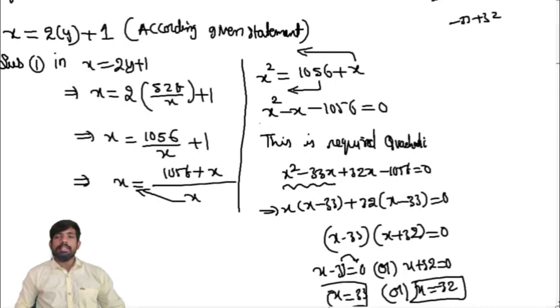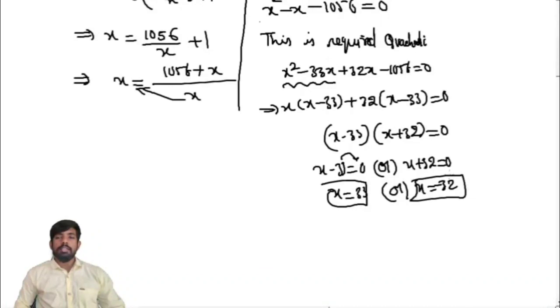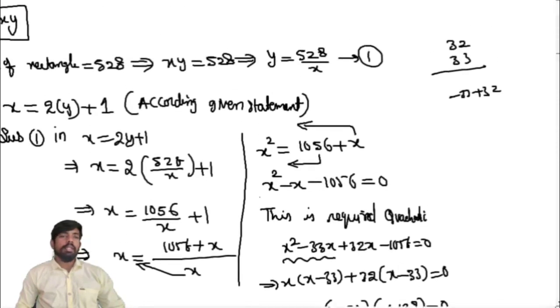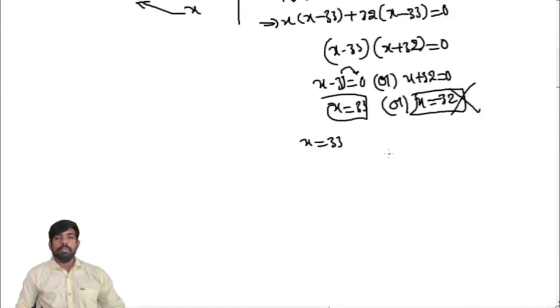So here, distance can never be negative, right? Distance can never be negative, hence this is rejected. Hence x equals 33. Length is 33. Now from the given relation, equation 1 or any one, if I consider x equals 2y plus 1, substitute 33 here in this: 33 equals 2y plus 1.